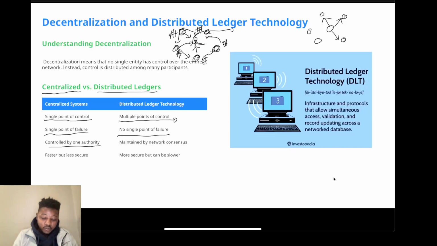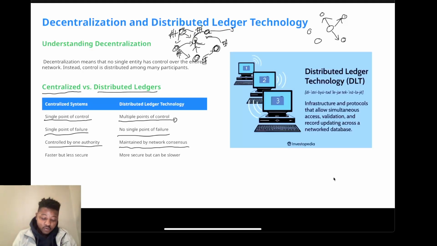It's controlled by the authority, which is the government, the Reserve Bank, or the bank itself. They are the ones who make the policy changes, whatever happens to your money. Versus maintained by network consensus. This is a distributed ledger, so every node has an equal participating right in the ledger. And faster but less secure.